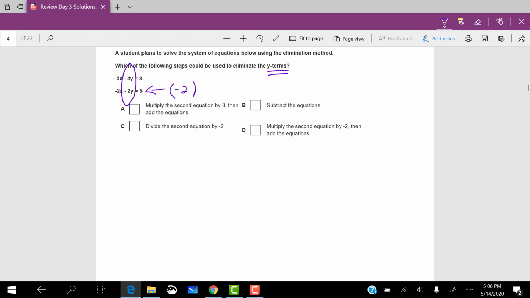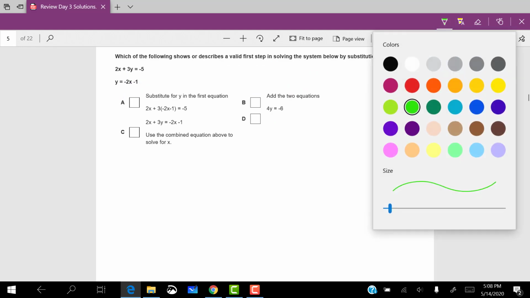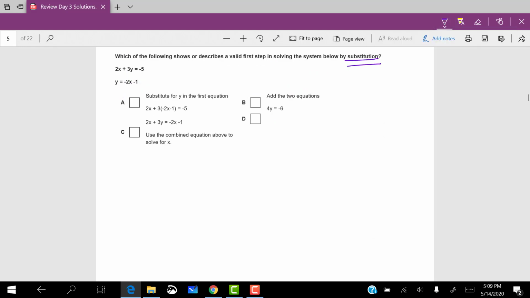Because if I do that, I would get 4x plus 4y equals negative 10. And then that top equation, 3x minus 4y equals 8, stays the same. You can see here that these y terms would in fact cancel out. If we multiply the second equation by negative 2 and then add the equations, that was the thing that canceled out the y's.